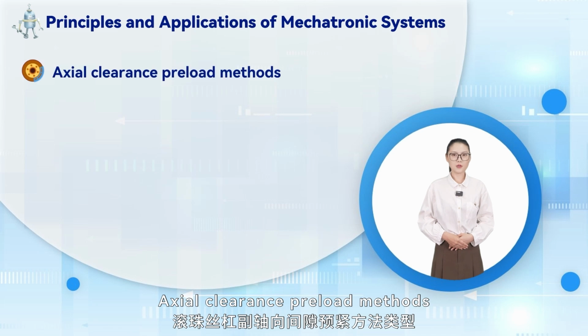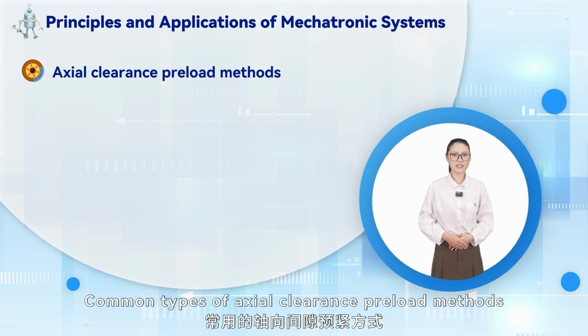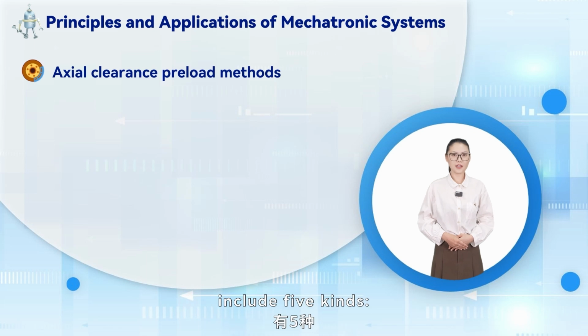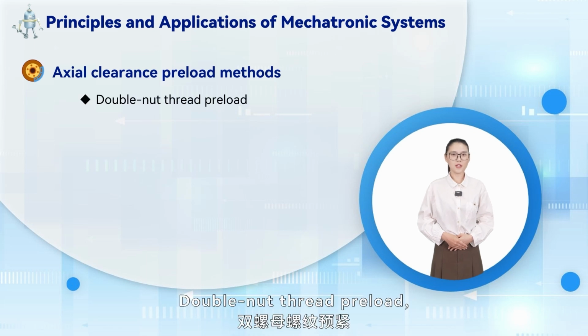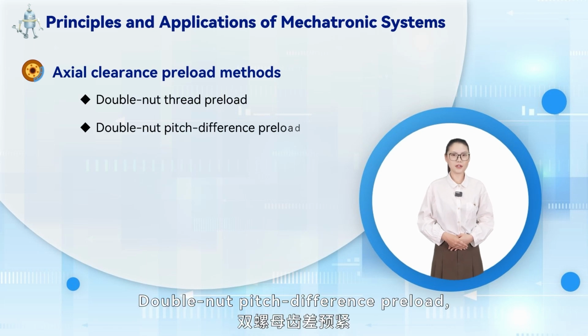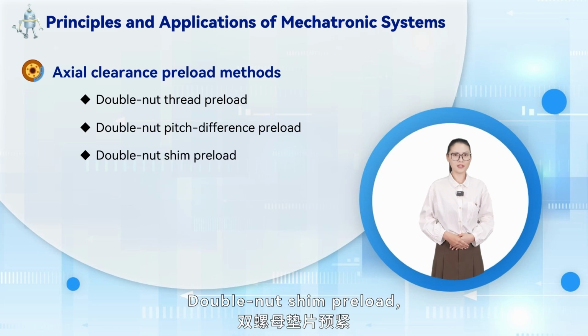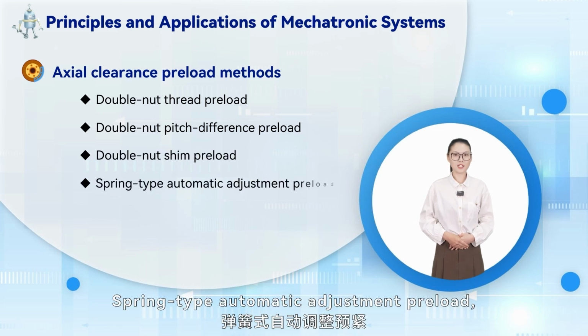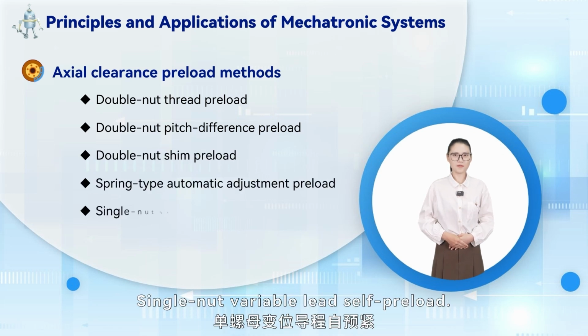Axial clearance preload methods. Common types of axial clearance preload methods include 5 kinds: double nut thread preload, double nut pitch difference preload, double nut shim preload, spring type automatic adjustment preload, and single nut variable load self preload.